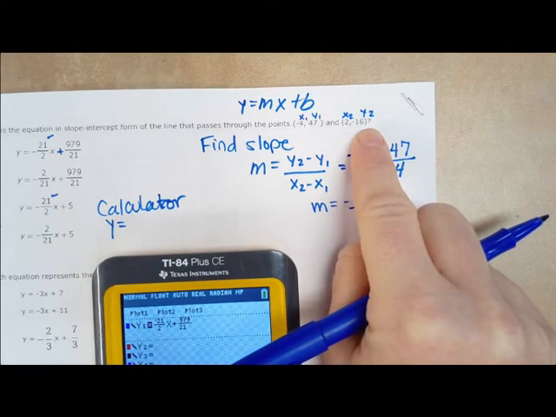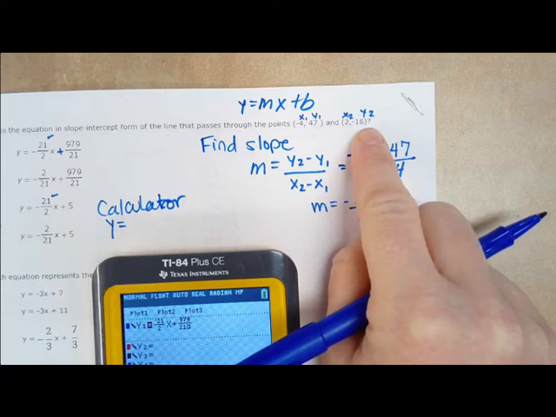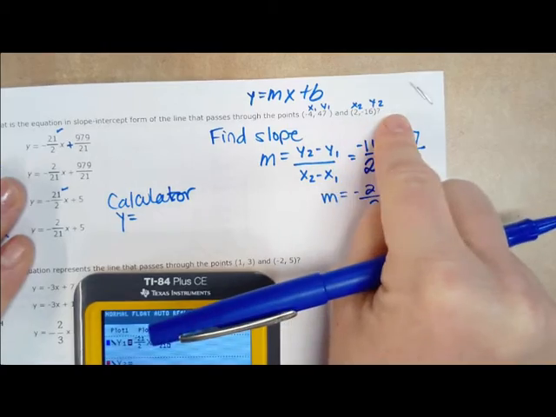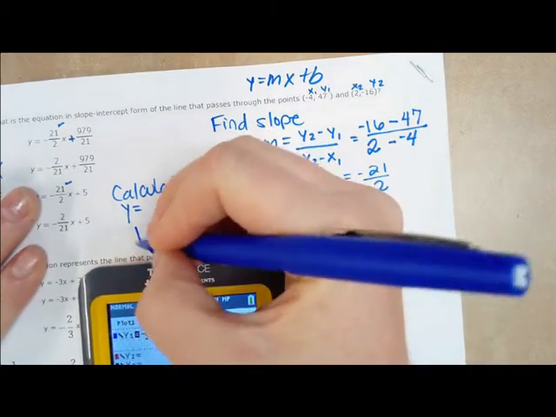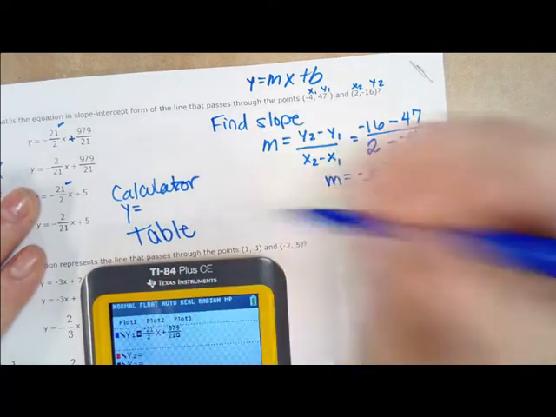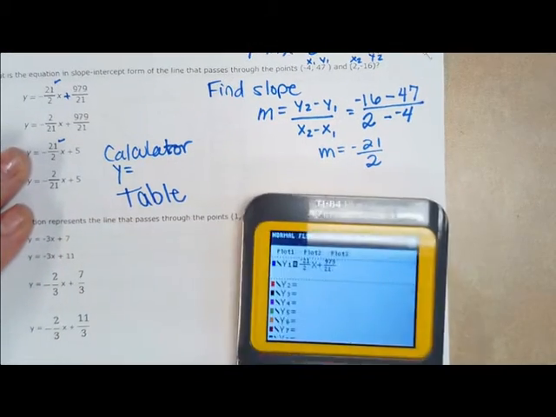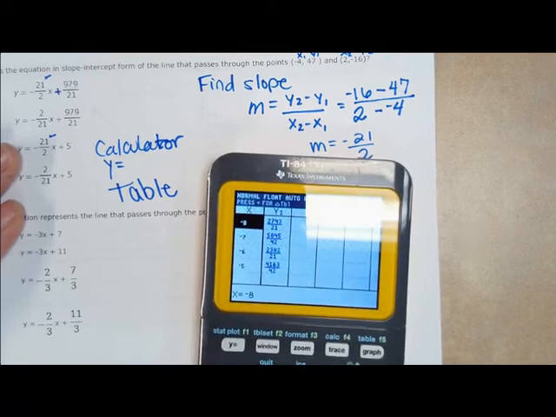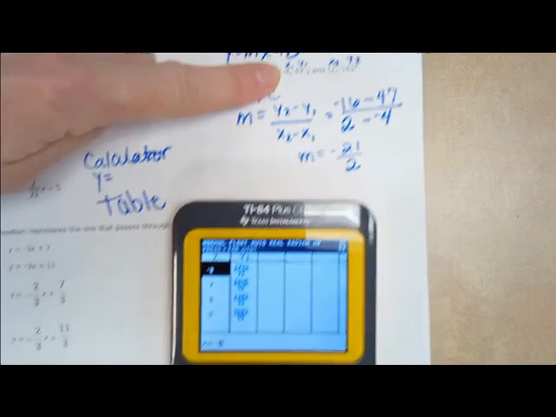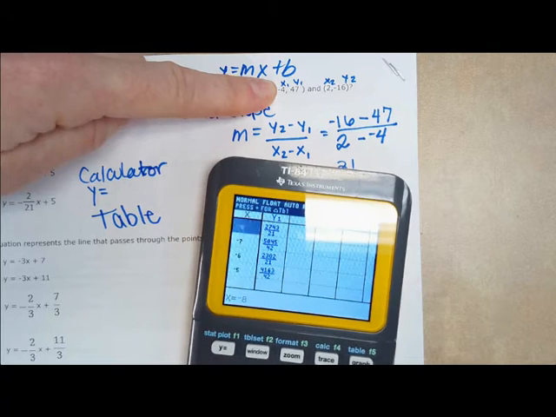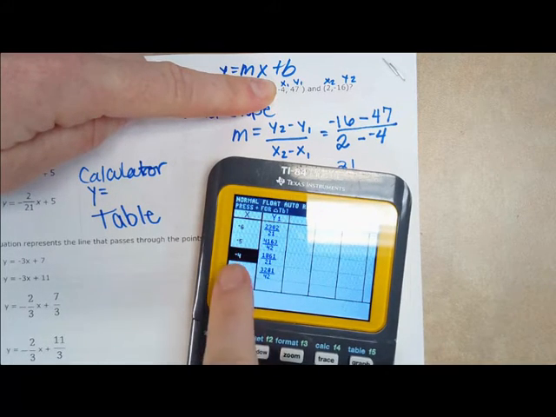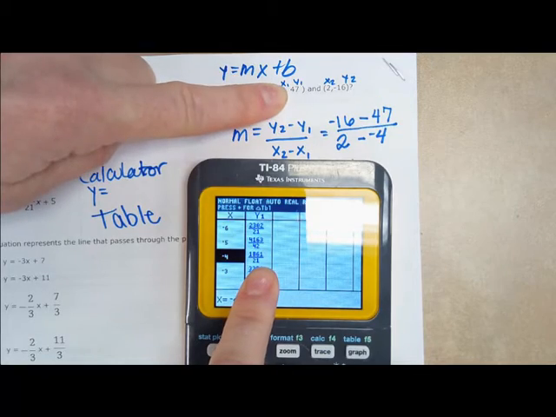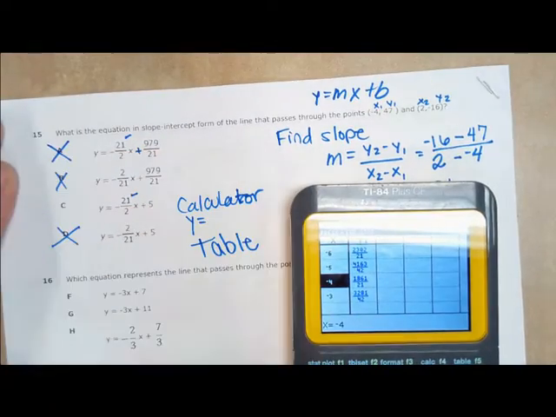So one way would be to look at the graph. But actually the easiest way, how can you look at points? Yeah, we're going to go to table. So it's second graph for the table. Okay, I want negative 4 to match with 47. Negative 4 is this ugly fraction. It's not 47. So that means A is out.